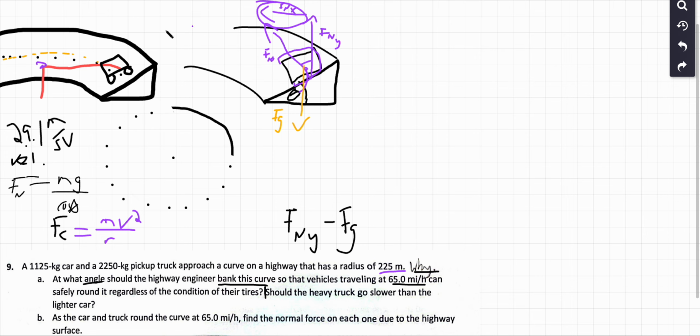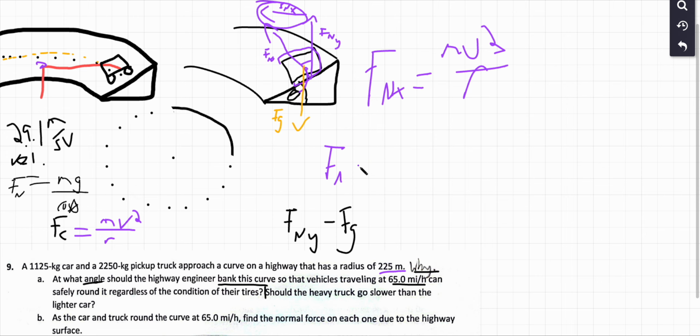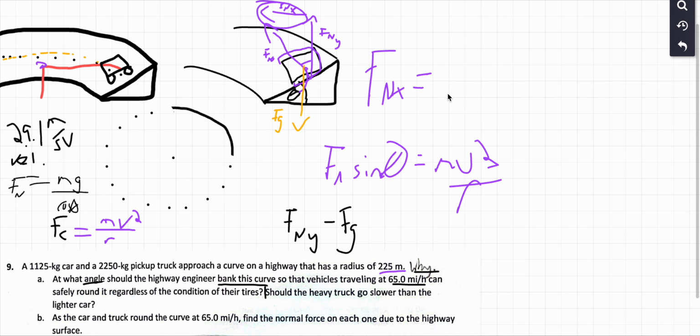This x component will always be going to the center, no matter where on the bank you are. So we can use this equation now. We have normal force x equals mass velocity squared over r. If you want the x component of the normal force with an angle, you use sine because it's the opposite of the angle. So we have normal force times sine theta equals this. I probably should have just done that earlier.